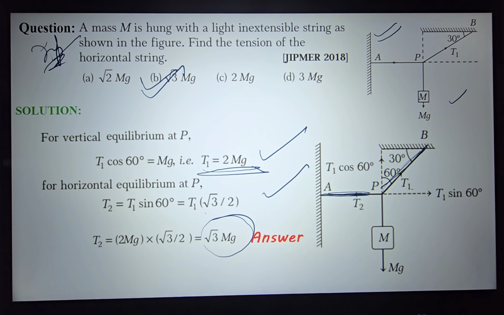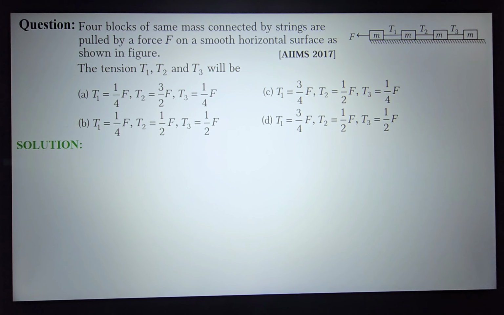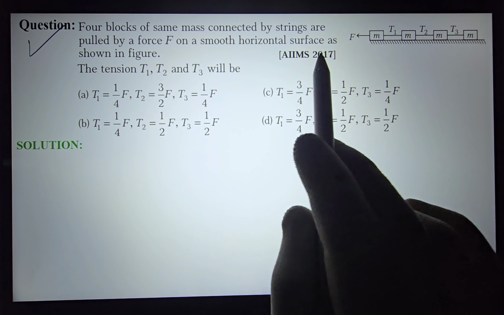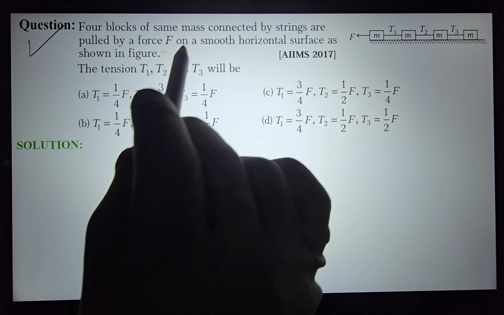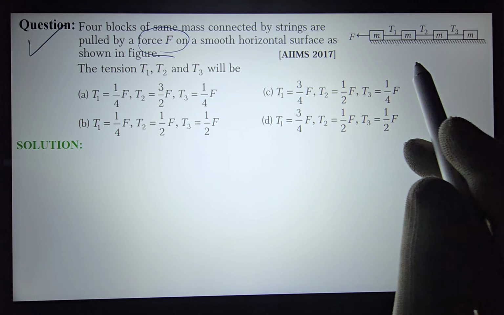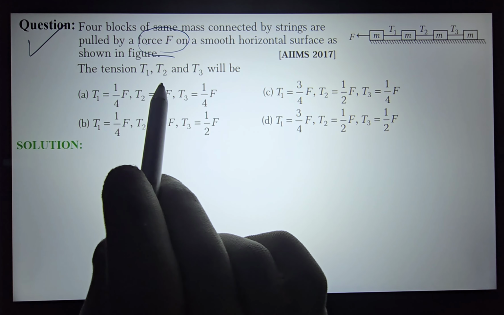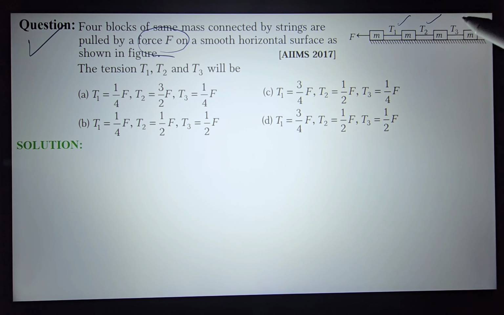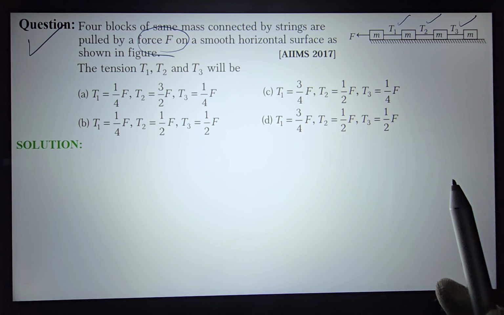Now proceed for the next problem. How to solve the next problem? Let us see. In this next question, we have 4 blocks of the same mass connected by strings, pulled by a force F on a smooth horizontal surface as shown in the diagram. You have to calculate the tensions T1, T2 and T3. Okay, now how to solve this problem?